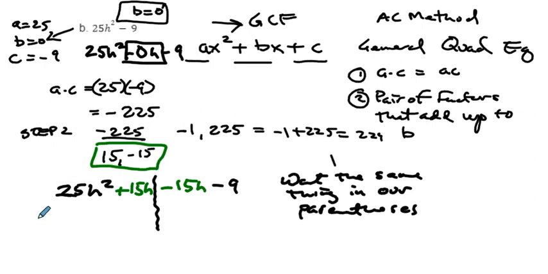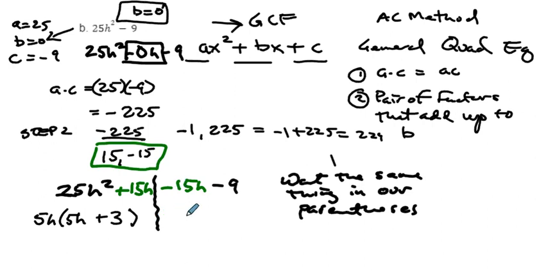Well, I can pull 5 out because 5 goes into 25 and 15, and it's the largest thing that goes into both of them. And I can pull 1h out. I can't pull more than 1 because there's only 1 here. So this is going to give me 5h over here to get to 25, because 5 times 5 is 25. h times h is h squared. Plus, and all I need to multiply this by to get to this is 3. All right? So we've got 5h plus 3.